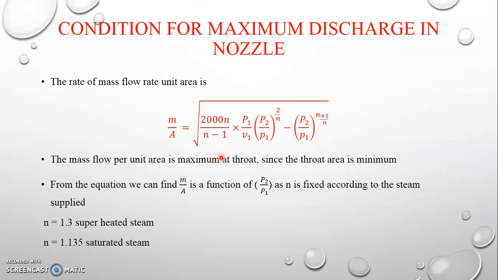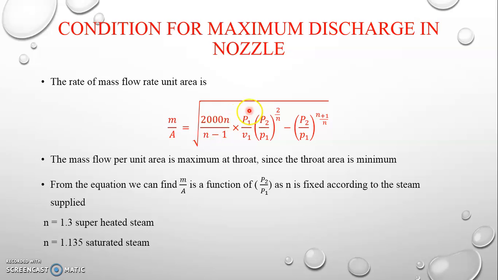The first title is the condition for maximum discharge in the nozzle. The mass flow rate per unit area, m by A, is equal to the square root of 2000 n divided by n minus 1 into P1 V1 into (P2 by P1) power of 2 by n minus (P2 by P1) power of n plus 1 by n. The mass flow rate per unit area is maximum at the throat, since the throat area is minimum. From the equation, m by A is a function of P2 by P1, as n is fixed according to the steam supplied. The maximum mass flow rate per unit area occurs at the throat.